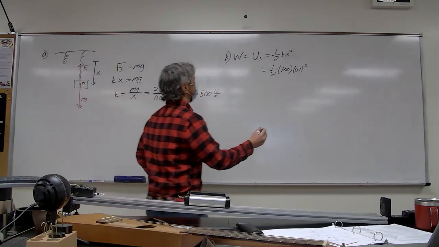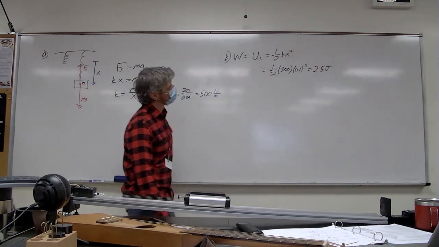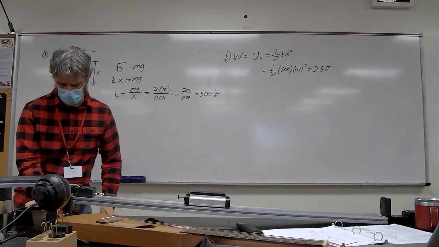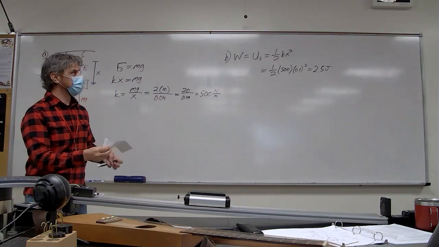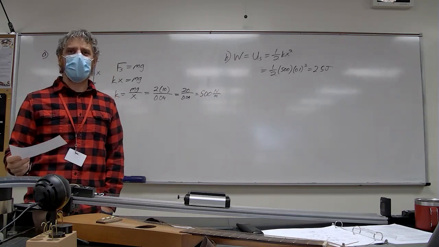And so that's 2.5. So I did 2.5 joules of work. And I'm just going to briefly talk about part C because the class is about to end. Calculate the maximum speed of the mass.